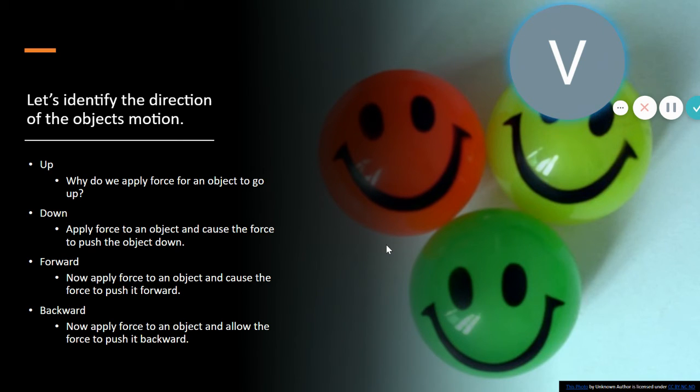You want it to bounce, and then it'll come up because the floor and the basketball met, and it goes up. Then we have forward. Forward is when we apply force to an object and cause the force to push it forward. Anytime that we push something, then it's going to go forward. And then we have backwards, and that's when we're pulling something or pushing it backwards.